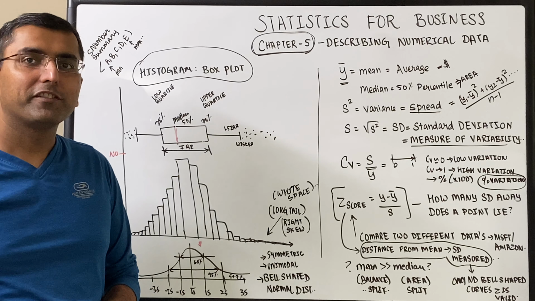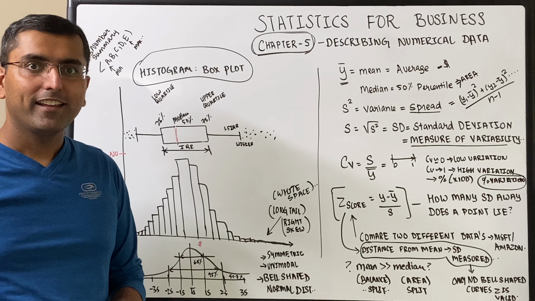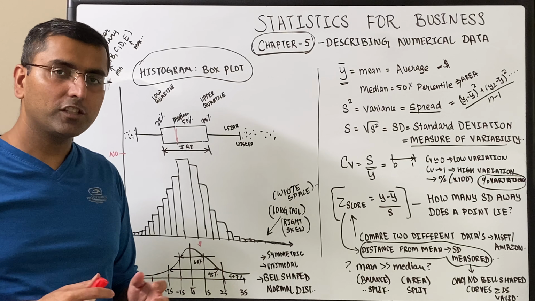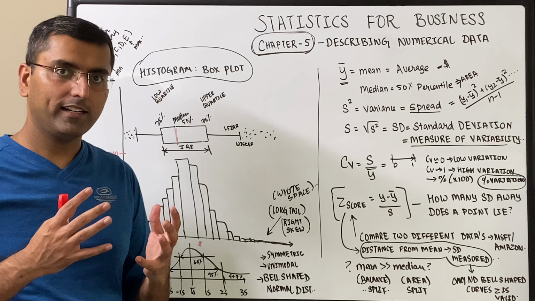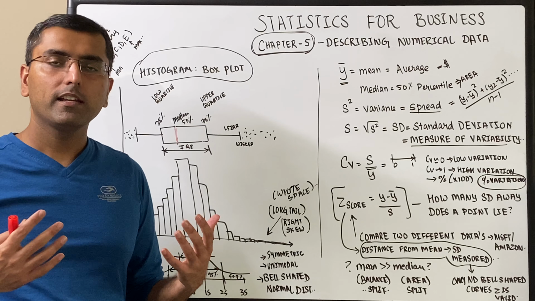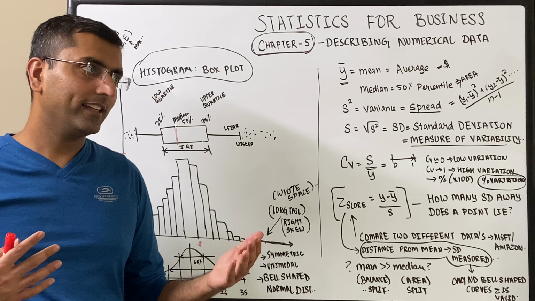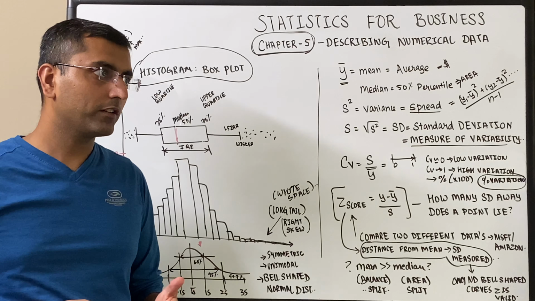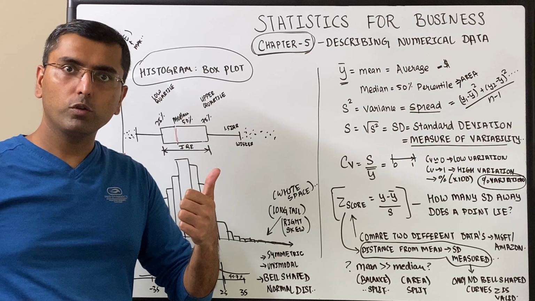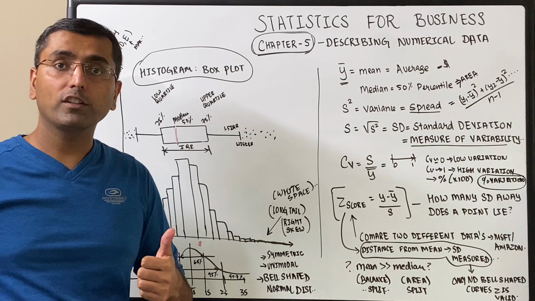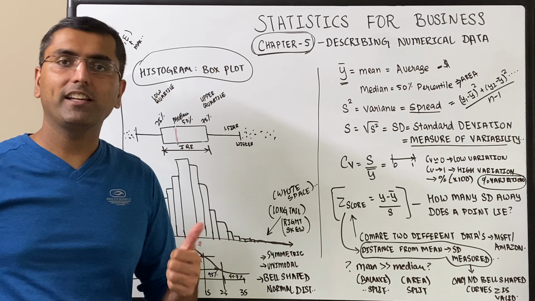Chapter 5, describing numeric data. In this, we're going to go into the details of how we describe numeric data. Numeric data could be how our sales are doing over the last 30 days. Let's say Amazon says, I want to find out how many units were sold and what was the average cost or average purchase price per unit.